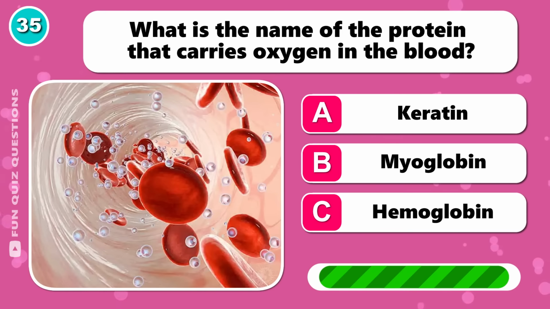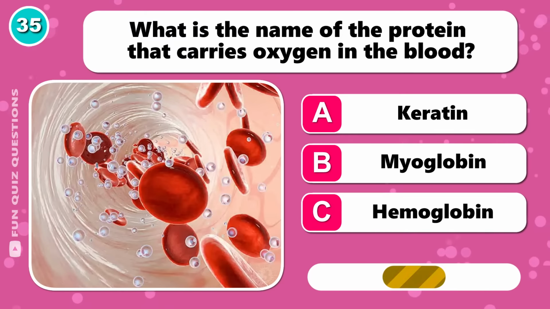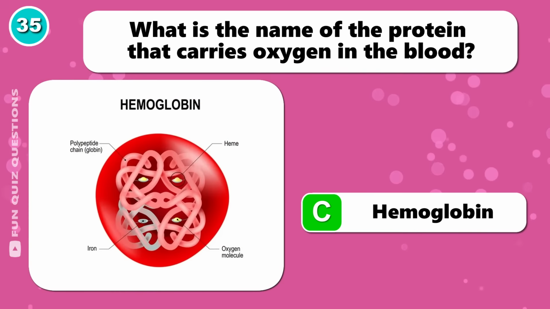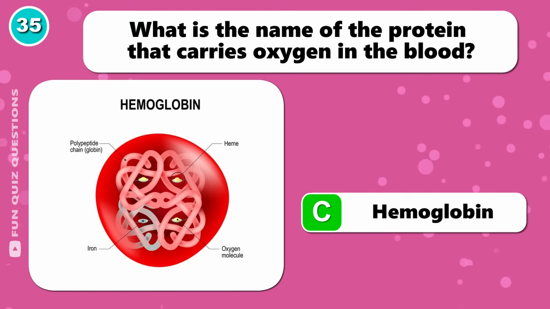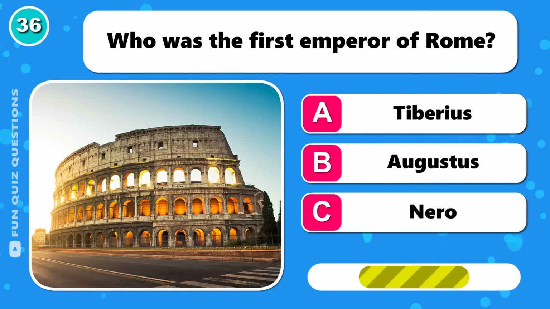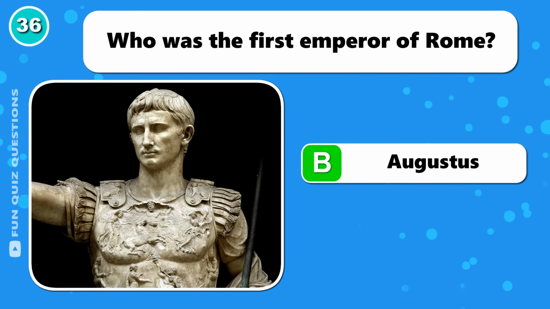What is the name of the protein that carries oxygen in the blood? It's C, hemoglobin. Who was the first emperor of Rome? It's B, Augustus.